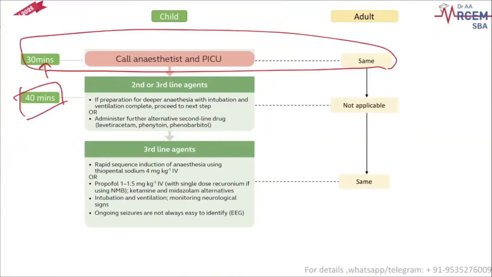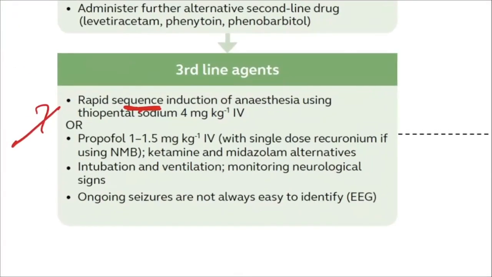Still it has not subsided. Then what will you be doing? Then you will be doing a rapid sequence intubation. The induction drug that you'll be using is thiopental. This is the preferred one. For some reason if thiopental is not available or it is contraindicated, then you can go ahead with propofol. If that is not there, ketamine, then if that is not there, midazolam. These all have anti-epileptic effects. The best one is thiopental.